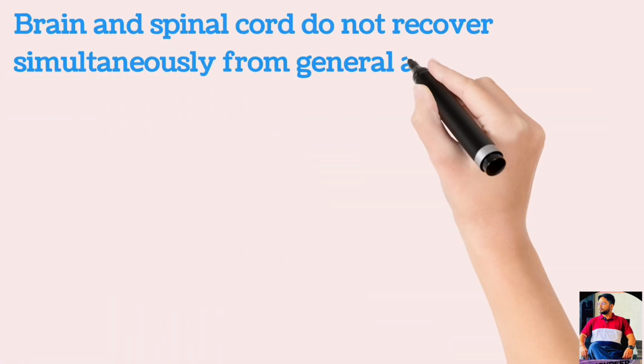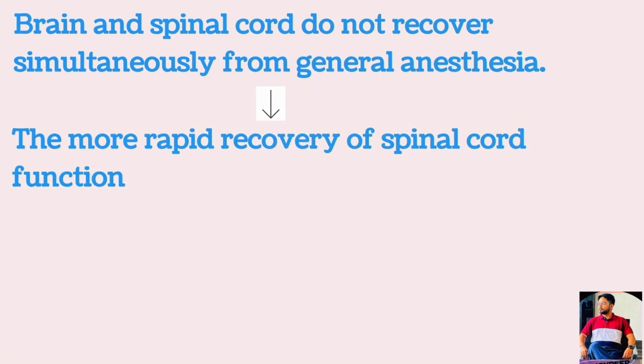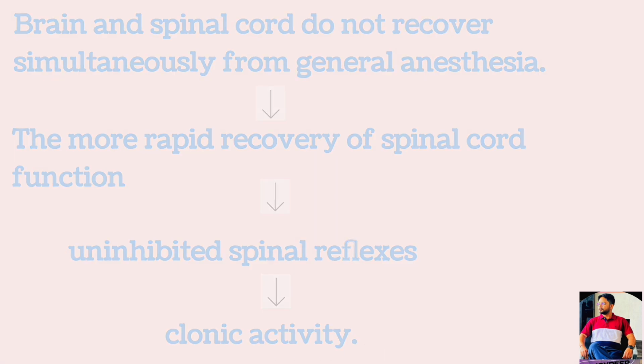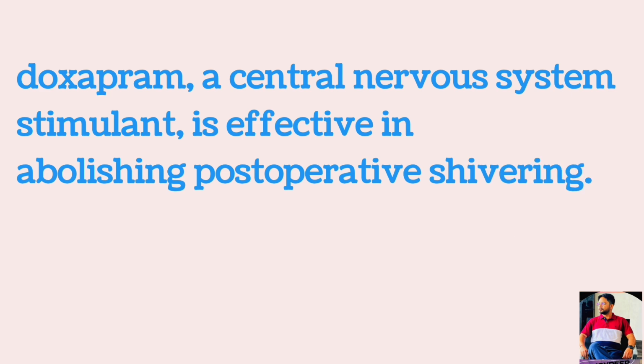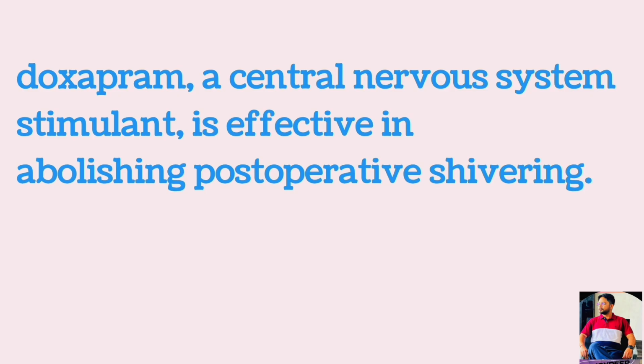One proposed mechanism is based on the observation that the brain and spinal cord do not simultaneously recover from general anesthesia. The more rapid recovery is noted in the spinal cord function. Rapid recovery of the spinal cord function causes uninhibited spinal reflexes that are exhibited as clonic activity. This theory is also supported by the use of doxapram. It is a central nervous system stimulant. As the spinal cord recovers faster than the brain, we have to stimulate the brain. By using doxapram, there is stimulation of the CNS. Then the CNS can match the spinal cord function, so postoperative shivering is abolished.